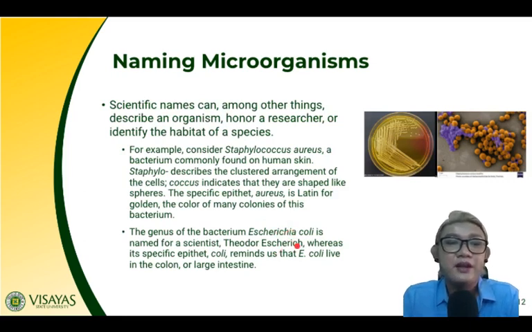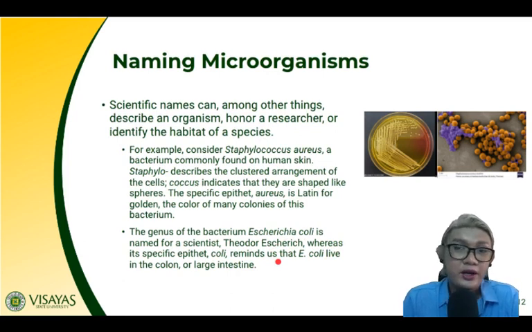In naming microorganisms, scientific names can, among other things, describe an organism. It could honor a researcher or identify the habitat of a particular species. For example, the species Staphylococcus aureus. This is a bacterium that is commonly found on human skin. The staphylo refers to the arrangement of the cells. Coccus refers to the shape of the cells, which we will learn in the next module. And the aureus means that it has a golden color when it is grown in a particular culture medium. Thus, Staphylococcus aureus. Escherichia coli, on the other hand, was named after Theodor Escherich. So Escherichia. And coli, to remind us that it is actually found in the colon, in our intestine.